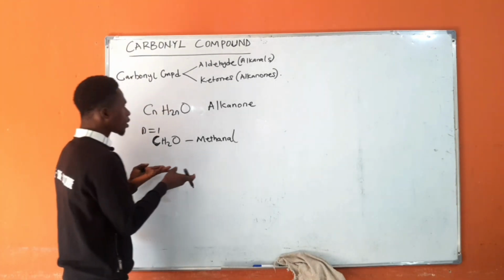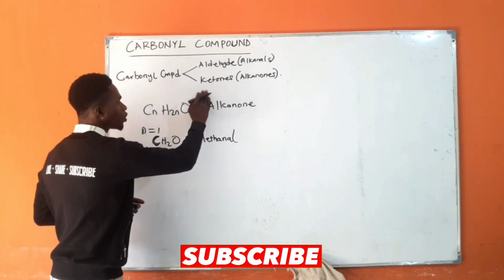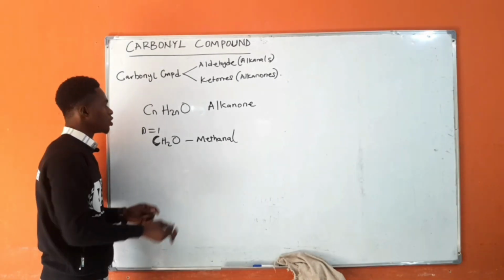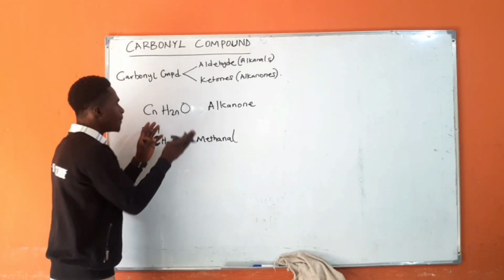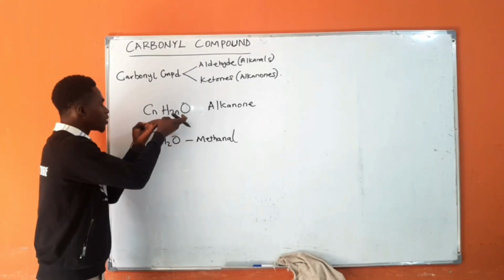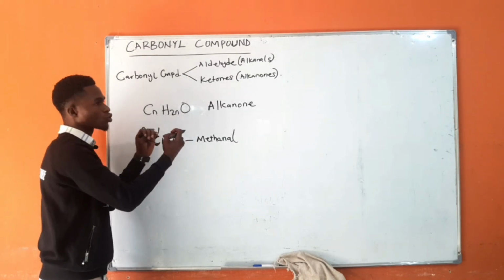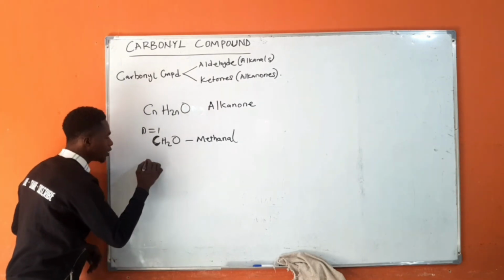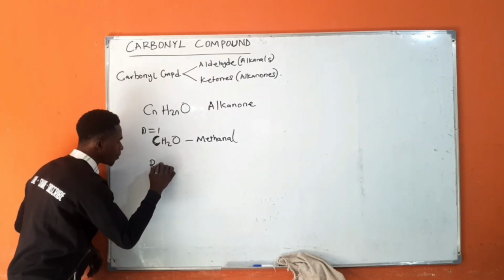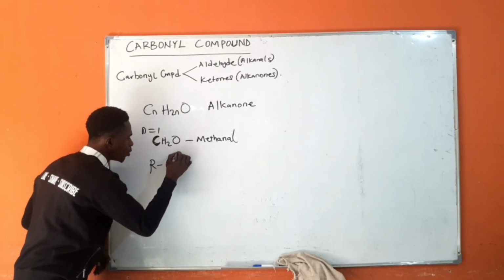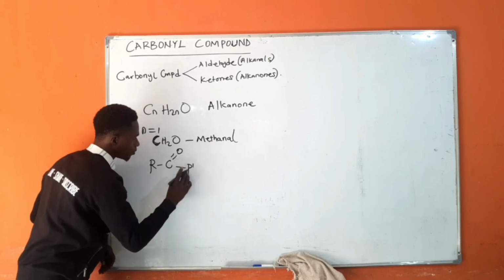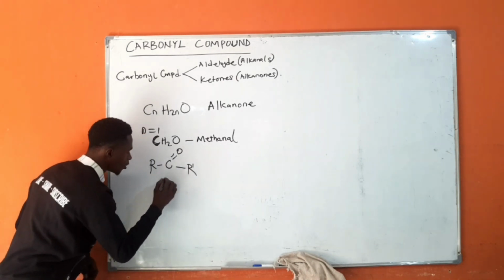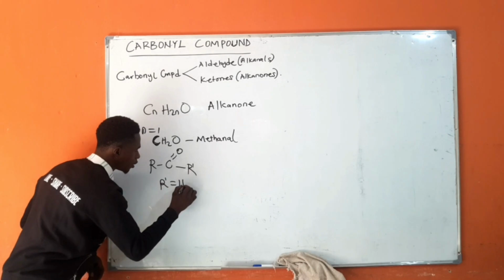Then, considering the alkanones, which are also called the ketones, although they have the same formula, the structure differs. We have the same empirical formula for both of them, but the structure differs. The alkanal family has a structure of this form: R, C, double bond O, R prime. And for the alkanal, R prime is equal to H.